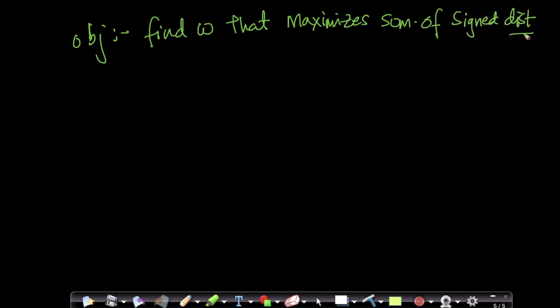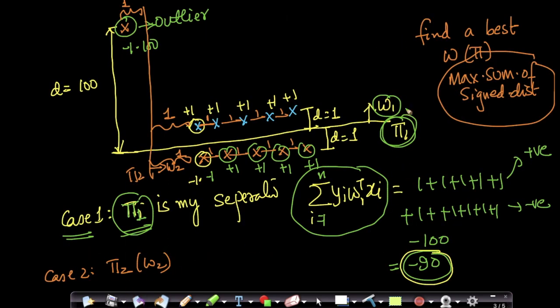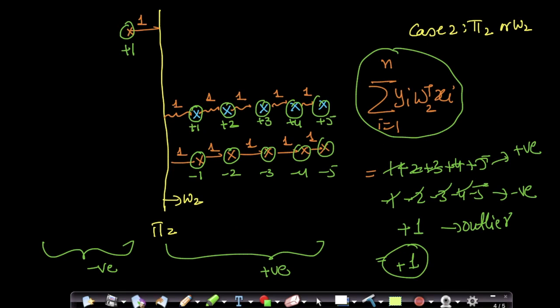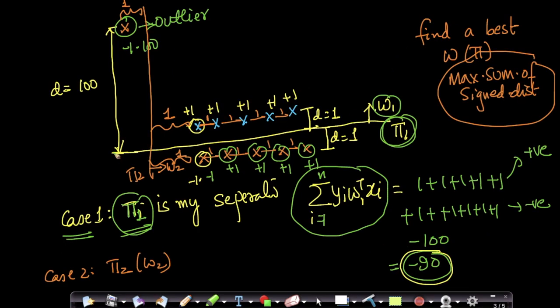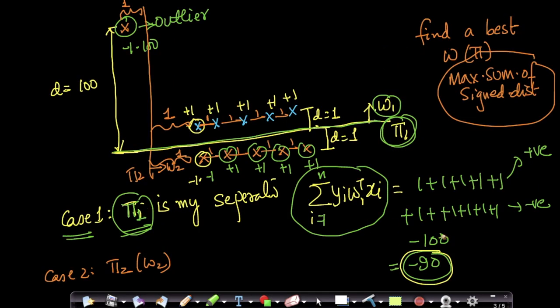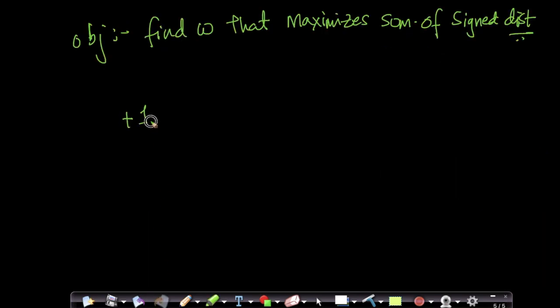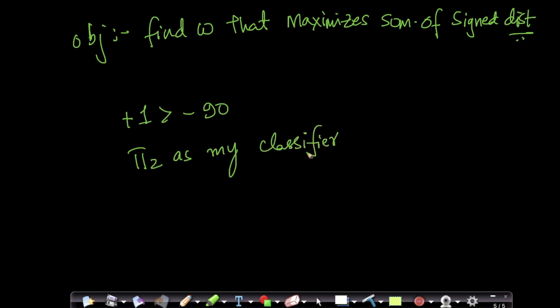Let's not forget that basic stuff. Now, imagine if I have to choose between these two planes, pi 1 and pi 2. So let's assume this is my pi 1, and this is my pi 2. Which one will I choose? The sum of signed distances for pi 1 is minus 90 and for pi 2 is plus 1. Since plus 1 is greater than minus 90, I will choose pi 2 as my classifier.